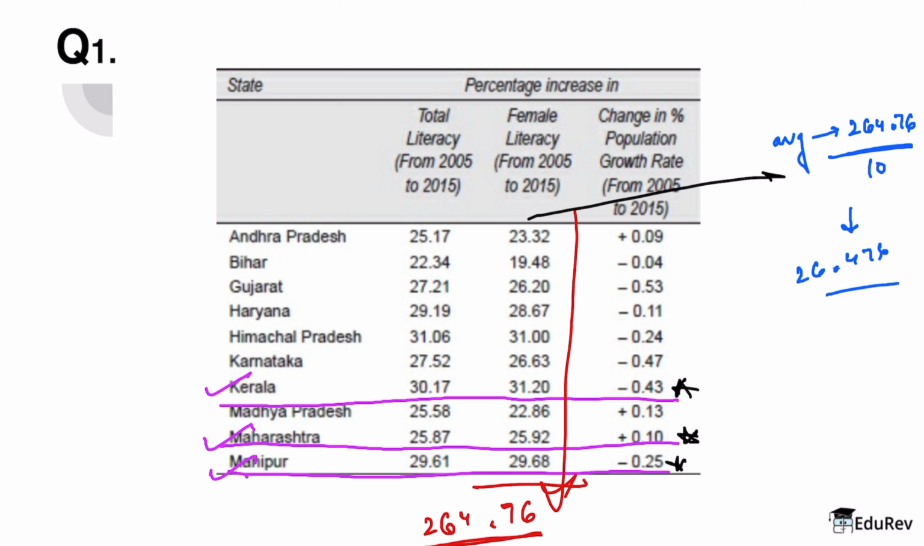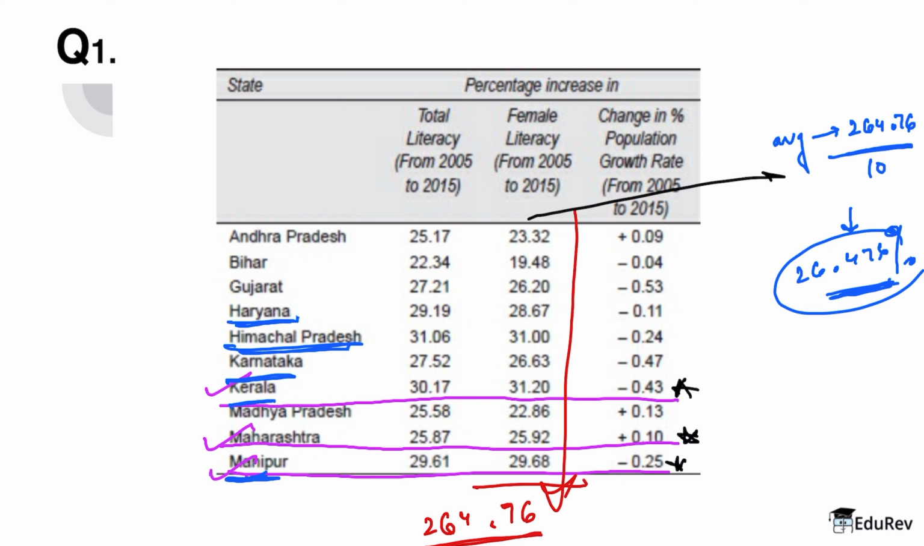Now the states where the percentage increase in female literacy is greater than this percentage. So in which is it greater? It's greater in Haryana. Very good. It's greater in Himachal. Yes. Karnataka. Yes. Kerala. Yes. Madhya Pradesh. No. Maharashtra. No. Manipur. Yes. So these are the 5 states I need to look at: Haryana, Himachal, Karnataka, Kerala, and Manipur.